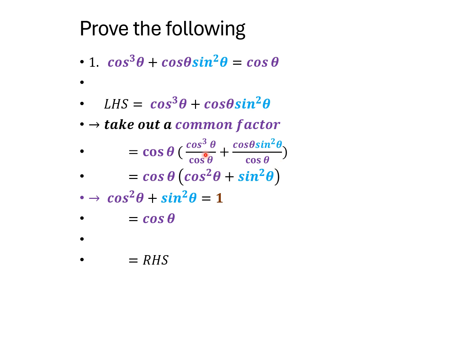Now 3 minus 1, according to the second law of exponents, becomes cos squared theta. Cos theta and cos theta cancel and I'm left with sine squared theta. Now according to the square identity, we should know that cos squared plus sine squared equals 1. So 1 times cos theta simply becomes cos theta, and that equals my right hand side.